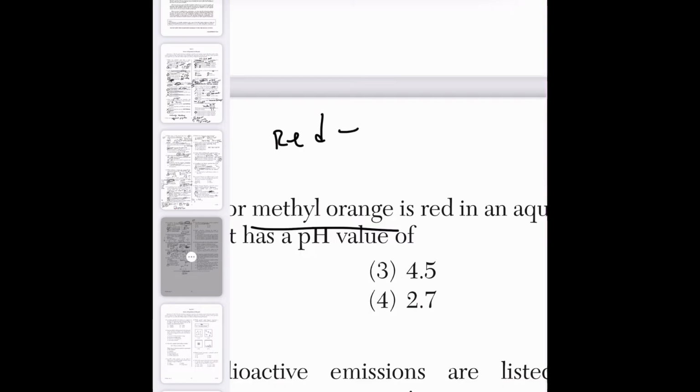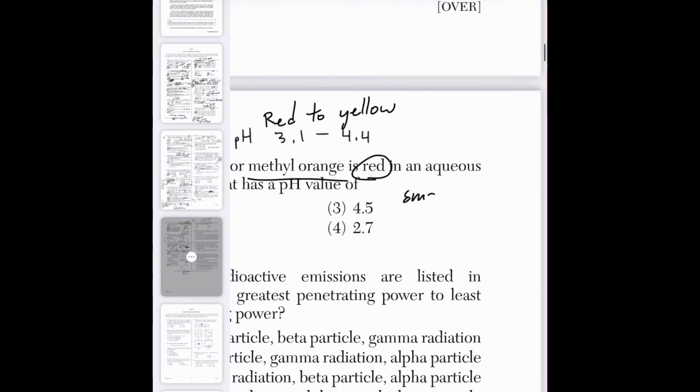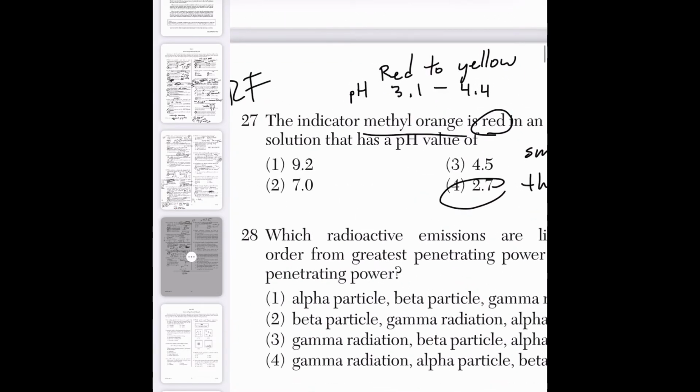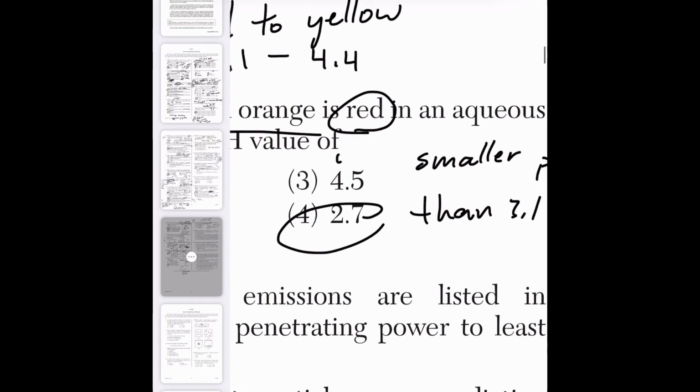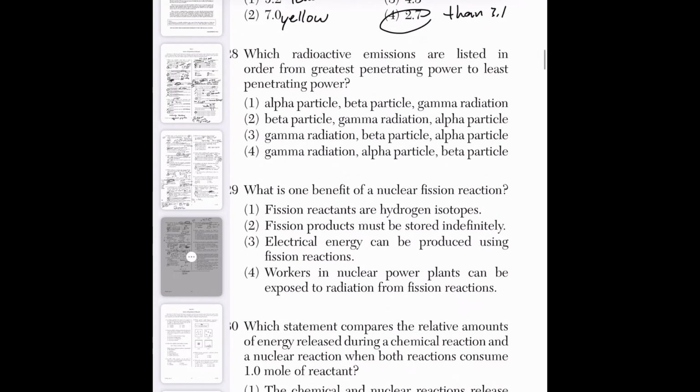It's red to yellow in pH 3.1 to 4.4. So if it's red, it's definitely smaller pH than 3.1. Which one of these qualify? Only this one. This would be like super yellow. This is so basic. Yellow. This would be yellow. Yeah, that's nice.